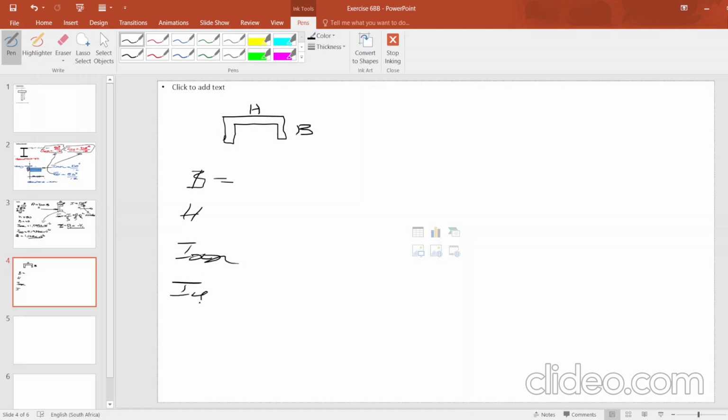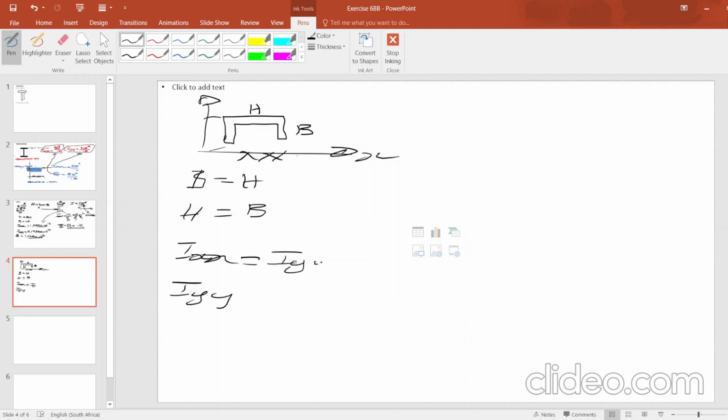IXX, IYY, and IXY. If this is where you have taken moment in this position, opposite over, you can now tell that your base is your height, and your height is your base. Then your IXX here will be the value of your IYY. The value of the IYY will be the value of the IXX.